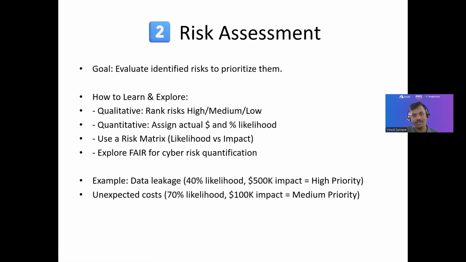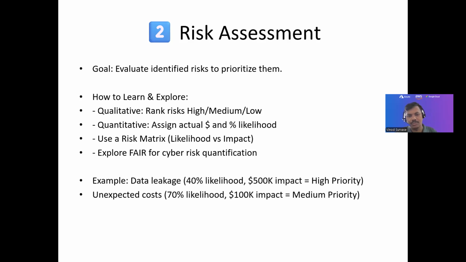The next is risk assessment again, right? Where you will evaluate identified risks and prioritize them to take the next steps, like quantitative risk, right? Qualitative, use the risk matrix, likelihood versus impact, and explore FAIR for cyber risk quantification, right? Where you can rank risks as high, medium, or low, and you can then prioritize them, assign actual dollars and percentiles, including whether it is impacting the business, if yes, how, and what is the likelihood of that one, right?